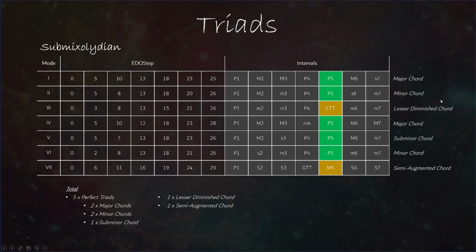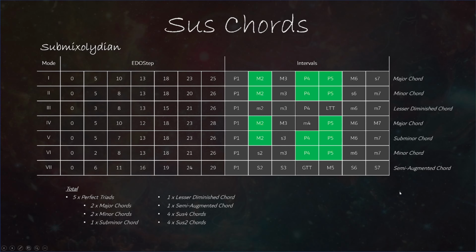So in summary, those are the triads of submixolydian. There are five perfect triads: two major chords, two minor chords, one sub-minor chord, and then we have one lesser diminished chord, and one semi-augmented chord. We also have four sus4 chords available and four sus2 chords available. Because we have two major chords, two minor chords, and plenty of sus chords with this scale, we can easily build chord progressions that are pretty much what we're used to hearing in standard 12 tet, and then maybe we can throw in one microtonal chord to add flavor and make it sound new.